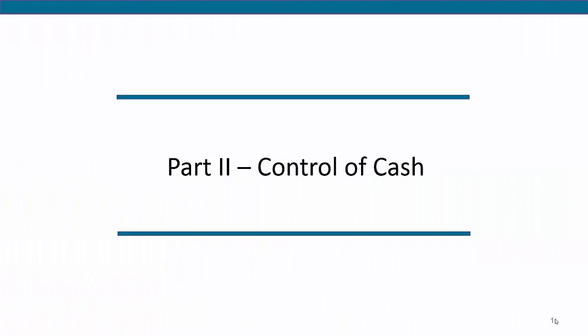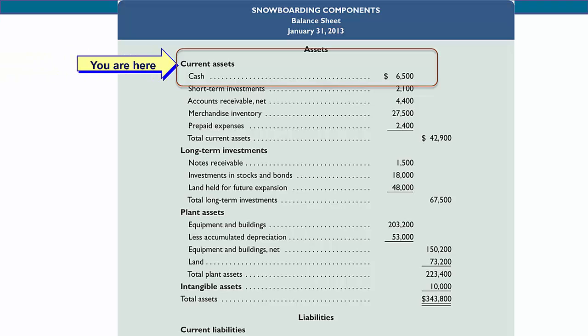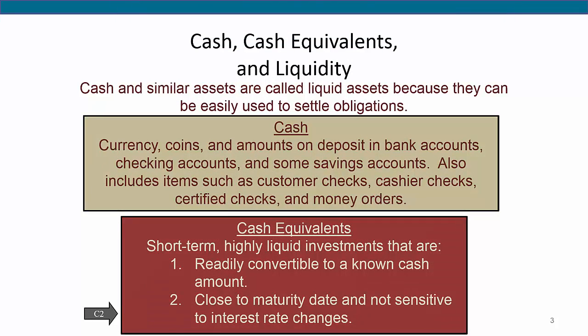Hi again. Let's get started with part 2 of Chapter 6, where we're going to focus on control over cash. As a reminder, cash is listed at the very top of the current assets section on the balance sheet because it is the most liquid of all the assets. Good accounting systems help in managing the amount of cash and controlling who has access to it.